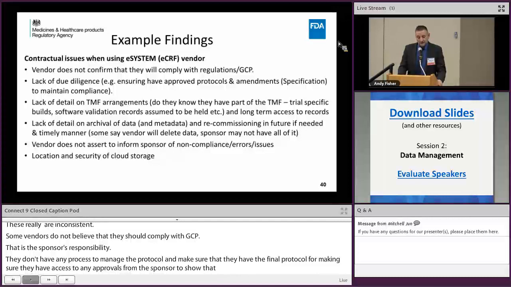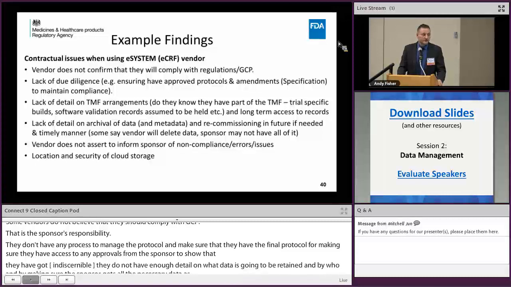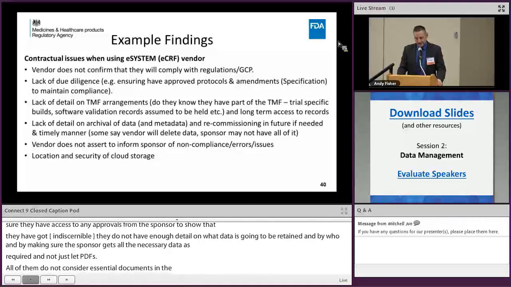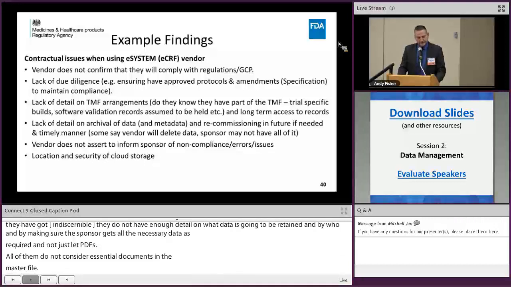All of them don't consider essential documents and trial master files, so the e-vendors have essential documents relating to the validation of the systems, and it's not clear who's going to keep those for how long, which ones are kept, which ones are returned to the sponsor. And often the security and the location of the servers for the cloud data storage aren't specified.